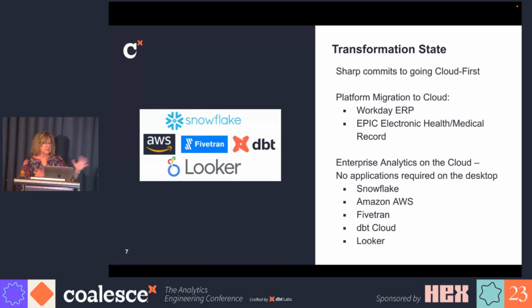And of course, I didn't list it on the slide, but we still do have a lot of Tableau dashboards in our organization. And with this transformation, moving to this new stack where things are on the cloud, we were able to start considering some big changes.